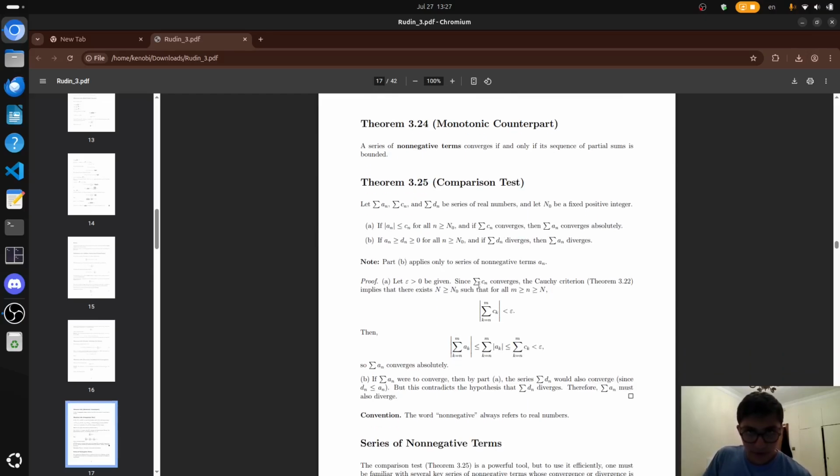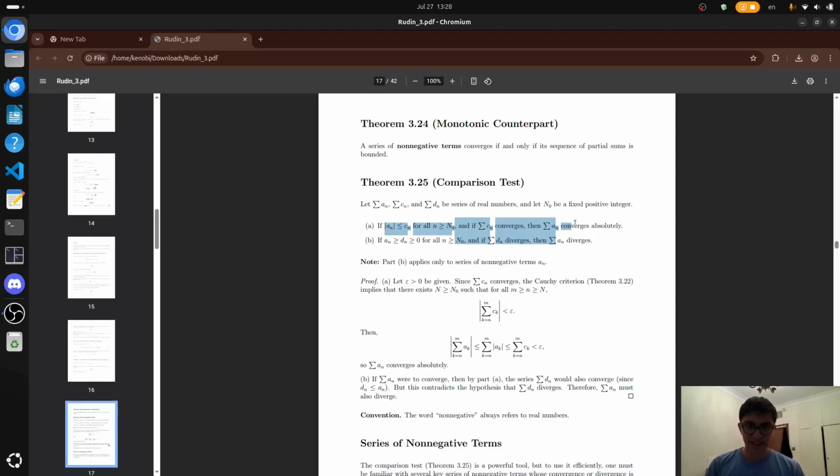Now, the comparison test. Let sum a_n, sum c_n, and sum d_n be series of real numbers, and let n_0 be a fixed positive integer. If the absolute value of a_n is less than or equal to c_n for all n greater than n_0, then if sum c_n converges, then sum a_n converges, and the opposite for divergence, right?